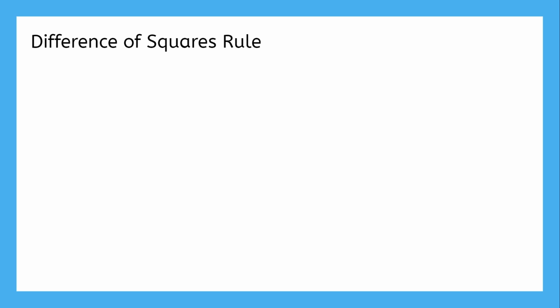So then we could write a rule for difference of squares. If you multiply 2 binomials that are identical, except one sign is different, the resulting product will be the square of the term with the matching signs minus the square of the term with the different signs.